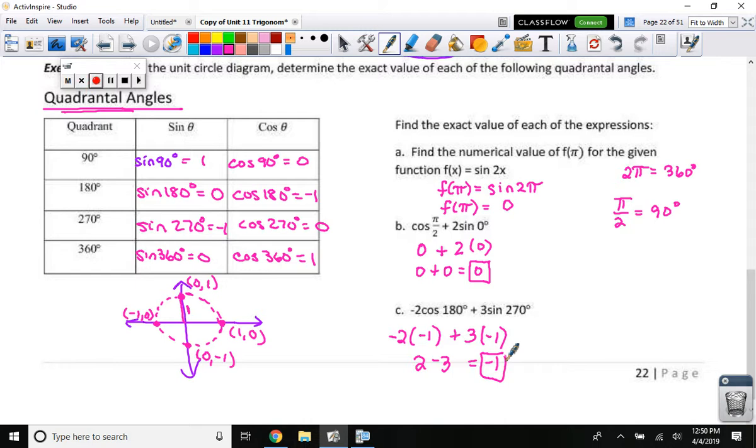So you do not need a calculator for this. Your radian measures you need to be pretty good at. You got to be able to think through maybe or be familiar. Definitely try to get yourself familiar, especially with the 2 pi's, pi over 2, 3 pi over 2 is 270, that kind of thing.